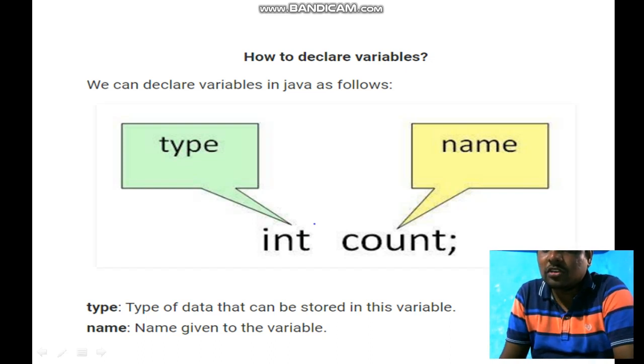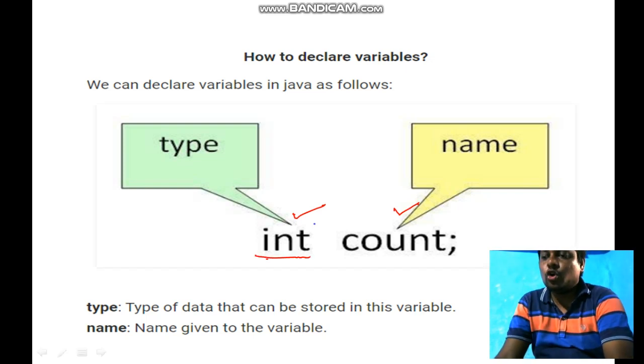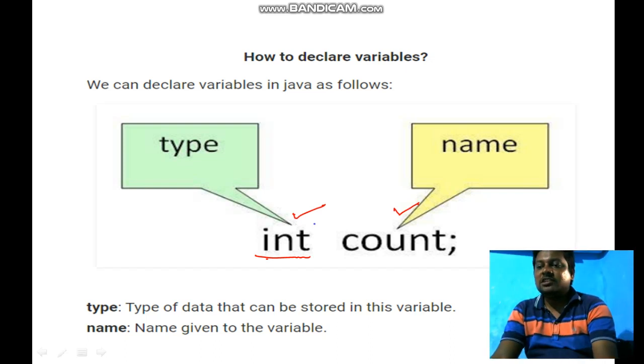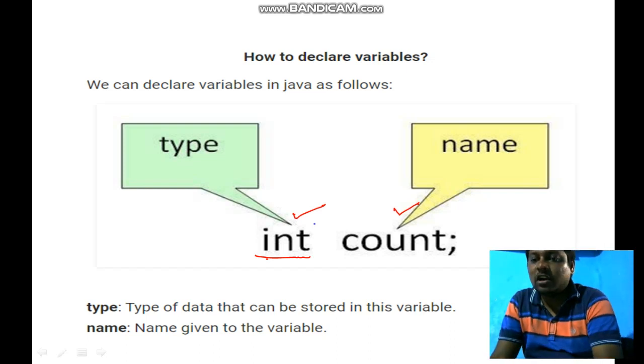The declaration of a variable contains a type and a name. Okay, it is called a single variable declaration. Type means what type of value this variable will hold. That is called the type. And the name is the variable name to identify the memory location.